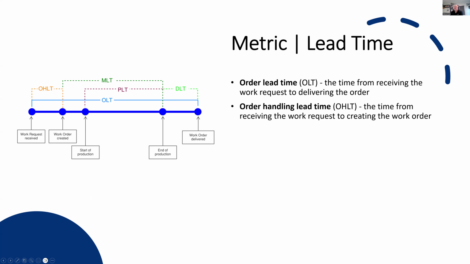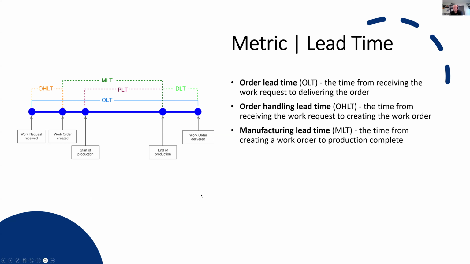Order handling lead time is a metric that quantifies or puts a value to the time it takes a fab manager to process an order before it can be pushed out to the shop and get into the manufacturing queues. So it's how much overhead time does it take for the fab manager to get that done. Manufacturing lead time, the time to complete creating a work order from production complete. So that really is the time in which the shop manager has received and processed the request.